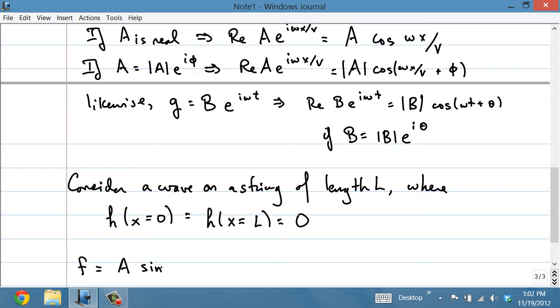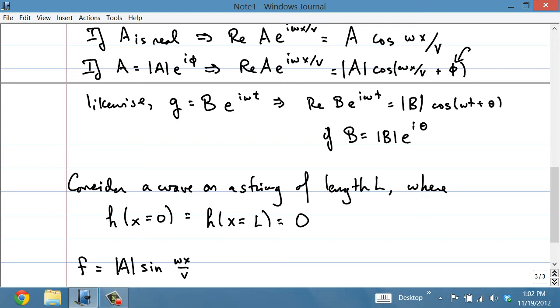Remember that sines and cosines are just related by a shift of the argument. So just by adjusting that phase phi that appears here, I could write this just as well as a sine instead of a cosine. So let's write down that solution. f would be some real number, the absolute value of A, times sine of omega x over V. That would be one particular choice of solution of this wave equation describing standing waves.